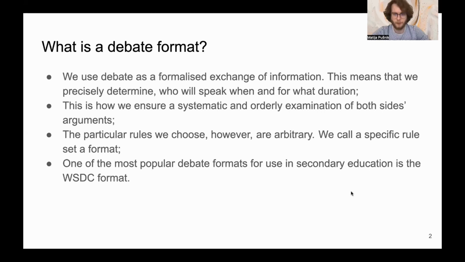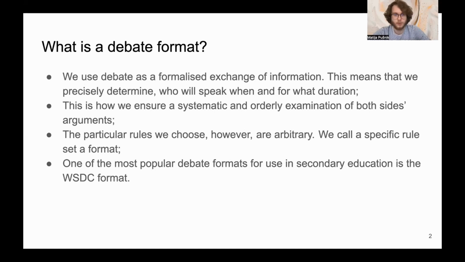So what is a debate format? Debate is, at least in the context of the classroom, a formalized exchange of information. That means that we precisely determine who will speak when, for what duration, and also, in terms of form, what is going to be the content of their speech.